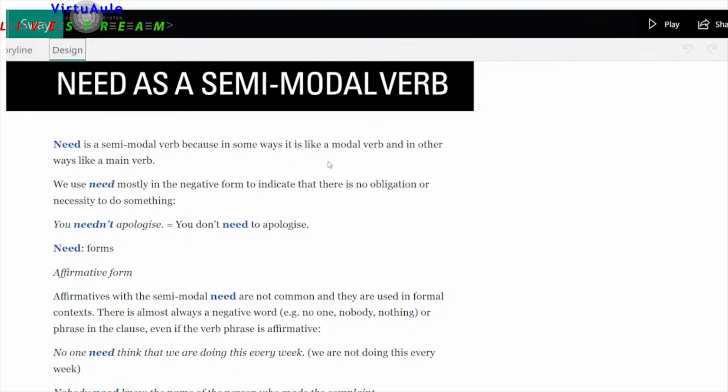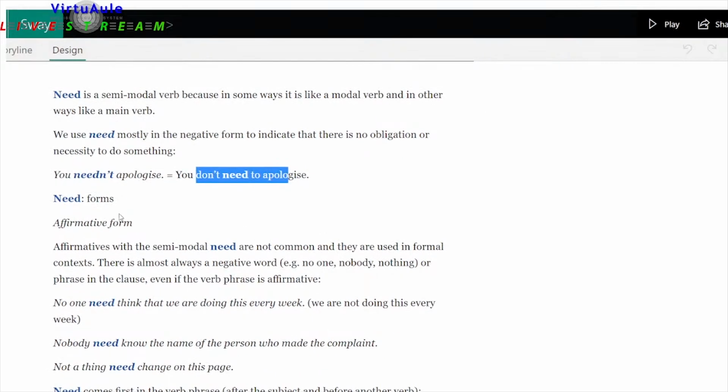In some ways it is like a modal verb, and in other ways it's like a main verb, like a normal verb. We use need mostly in a negative form to indicate there's no obligation or necessity to do something. So you needn't apologize is the same as you don't need to apologize. It's a little more formal. Let's look at the forms.